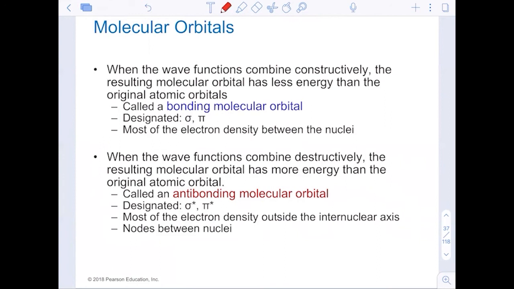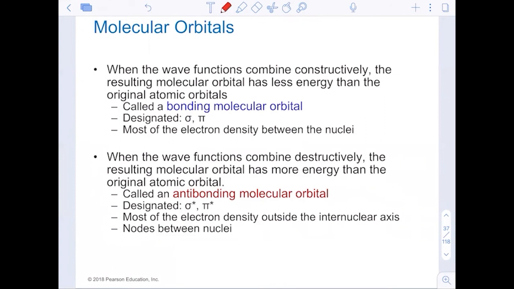Now, when wave functions combine destructively, the resulting molecular orbital has higher energy than the original atom. That's not good. We don't like that. We call these antibonding molecular orbitals. They're designated as sigma star or pi star. And most of these electrons are then outside of the internuclear axis. There are nodes between the nuclei.